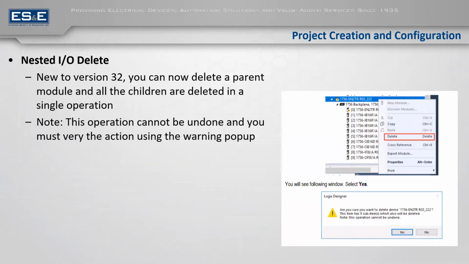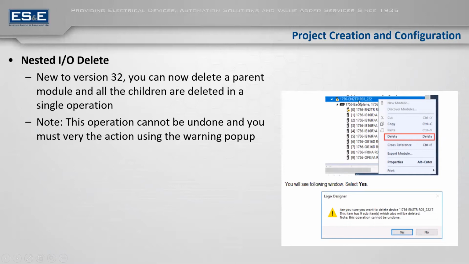Another new property that came out with version 32 is the ability to delete an entire nested setup. Historically, if you had a complete chassis out there, like a 1756 remote IO chassis sending all this IO, and you had removed it at one point, you had a pause here, which means it was inhibited. It's very easy now to delete it.